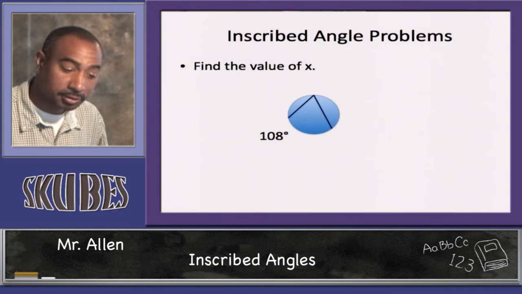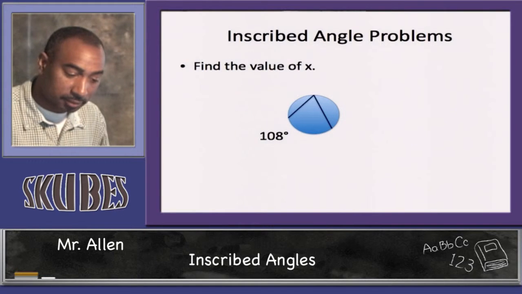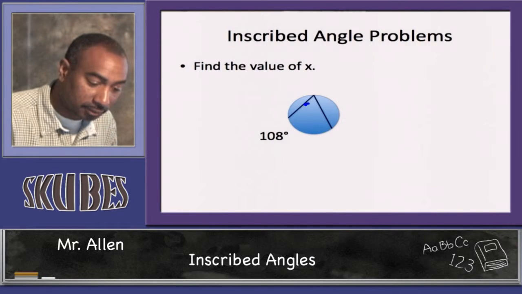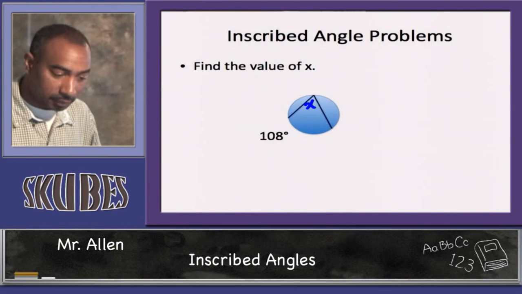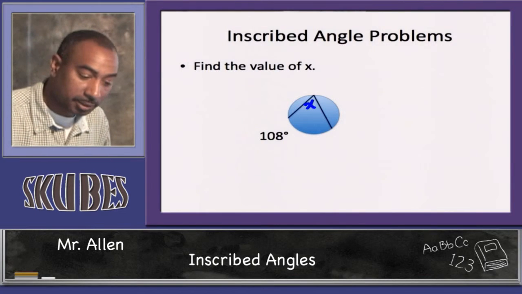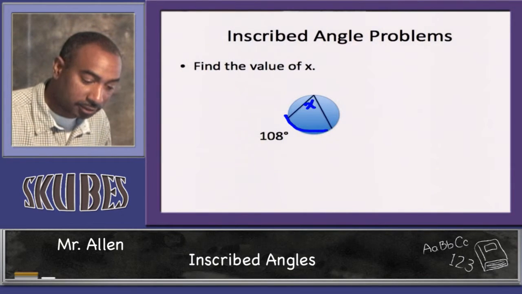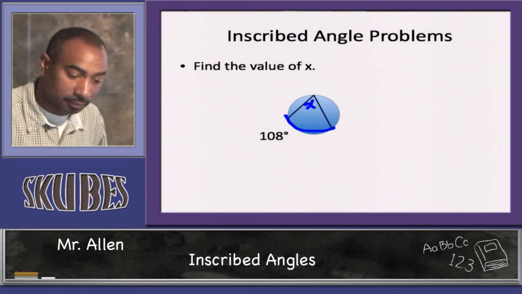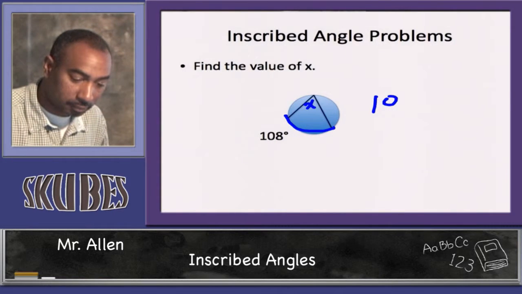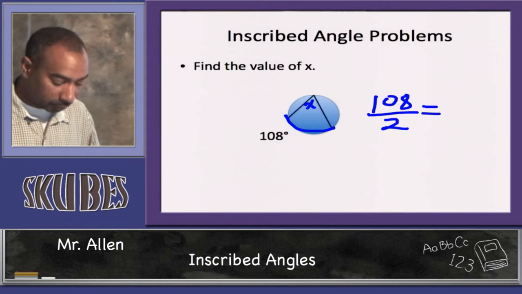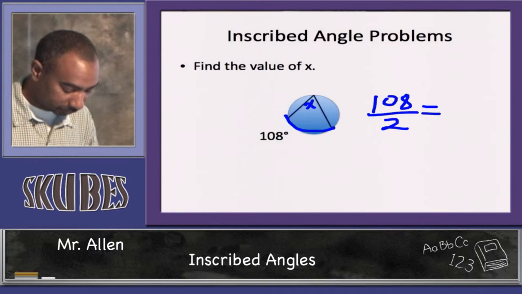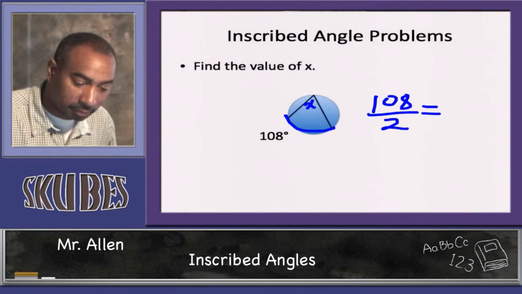All right, let's look at some problems involving inscribed angles. Find the value of x. Let's say x is a measure of this angle, and you're given that the intersecting arc is 108. We divide that by 2, and you get 54 degrees.